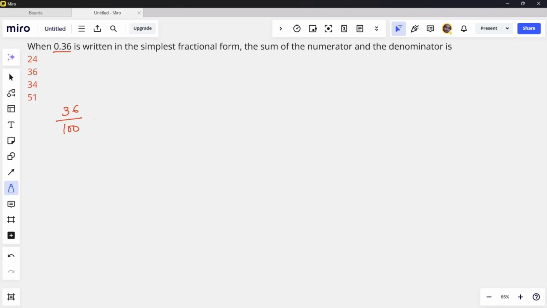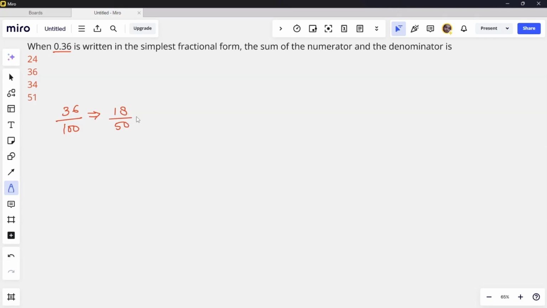Now we simplify this fraction, we have to make it in simplest form. So what is the greatest common divisor of this, which is 2. So it will become 18 and it will become 50. Let me tell you what the simplest form is. Simplest form is when the highest common factor, which is HCF, is only 1. Till now, this is 18 and this is 50. Okay. There are multiple factors, but the highest common factor is 2 here.